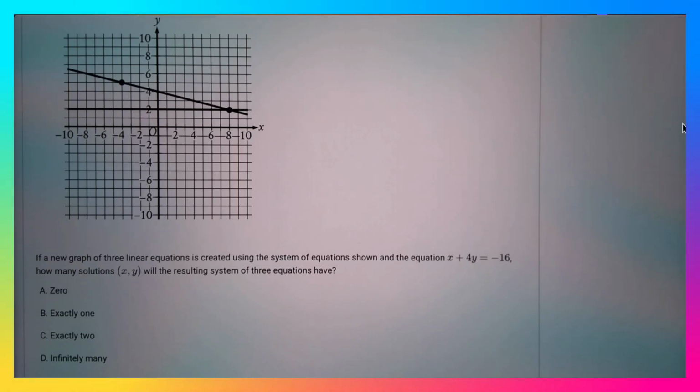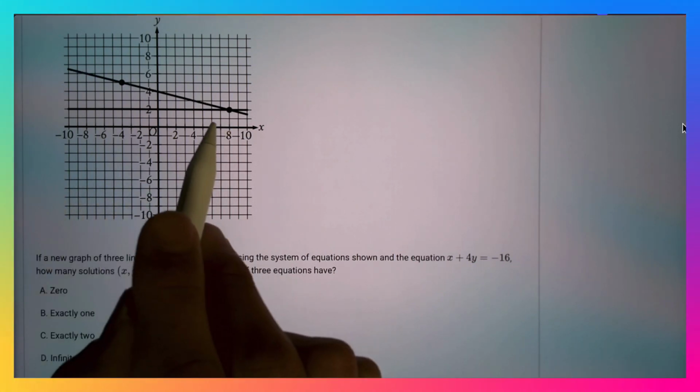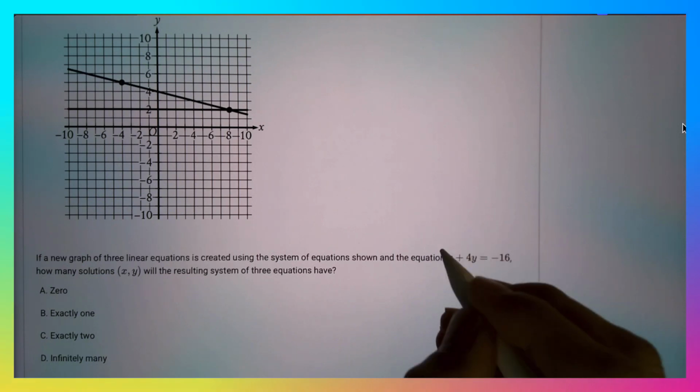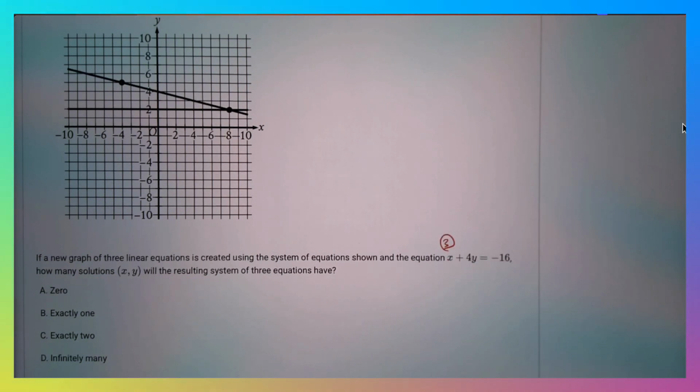If a new graph of three linear equations is created using the system of equations shown and the equation x plus 4y is equal to negative 16. So we are already given two lines in the graph, and the third line is not drawn, but we can draw it and see if there is a solution that can satisfy all three lines.